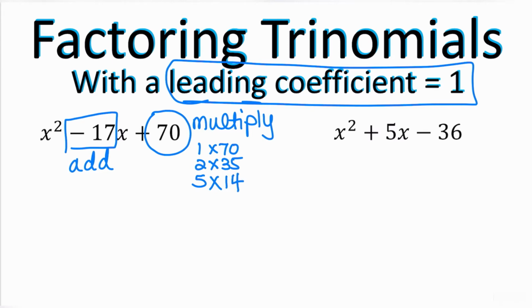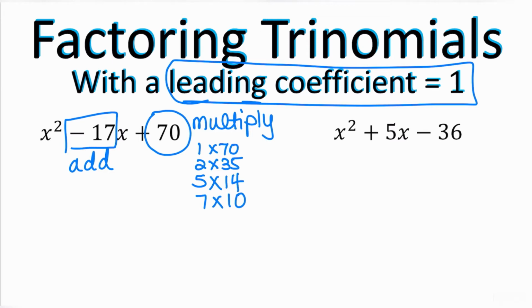70 is not divisible by 6, 70 is divisible by 7, so 7 times 10 is going to give me 70, and then 70 is not divisible by 8 or by 9, and because the next number is 10 and I already have 7 times 10, I don't have to keep going to see what else it is divisible by. So now that I have this list of values, I'm trying to determine which one of these combinations is going to add to give me negative 17.